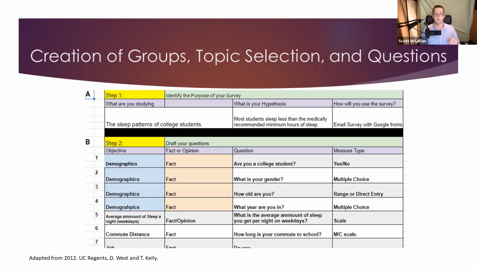Is it a multiple choice? So they're really thinking deeply about what they're trying to find, the information, and the question they're going to ask to get that information, and how they're going to measure the response.